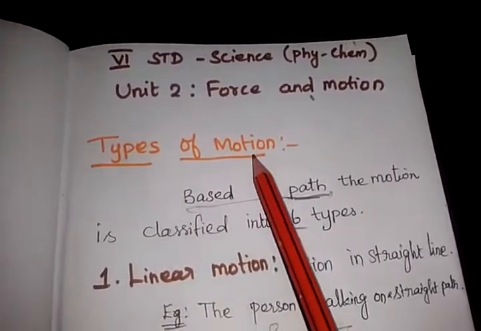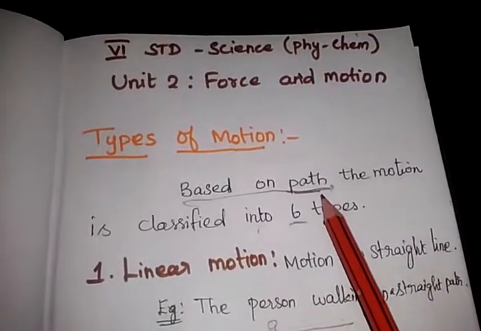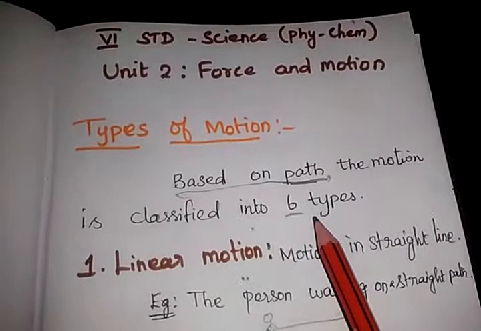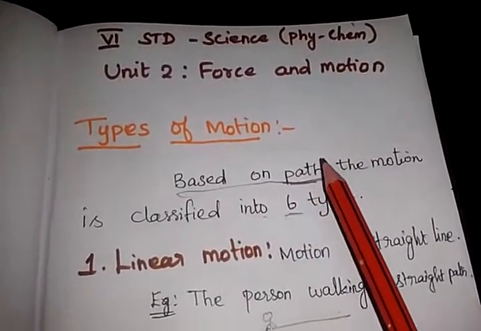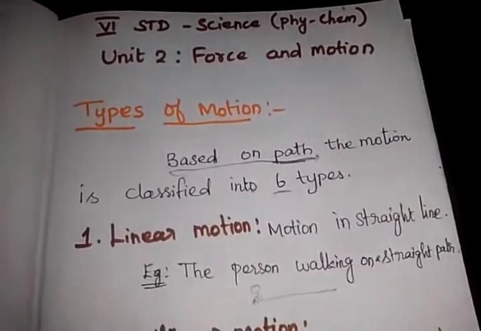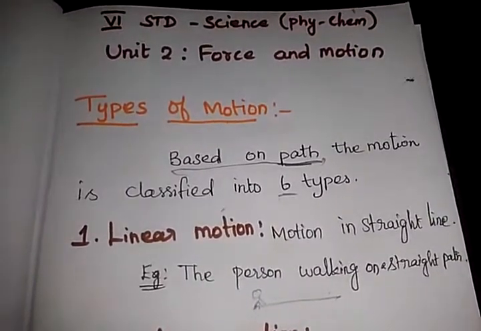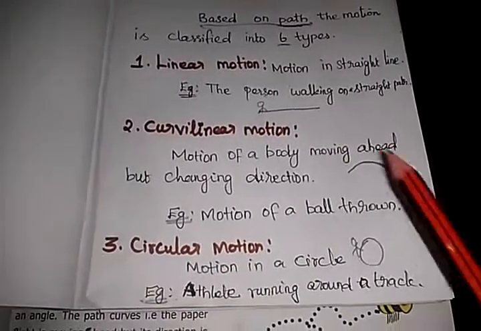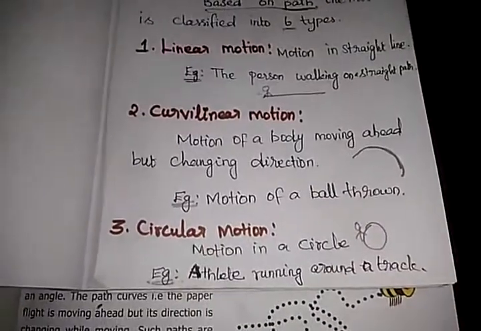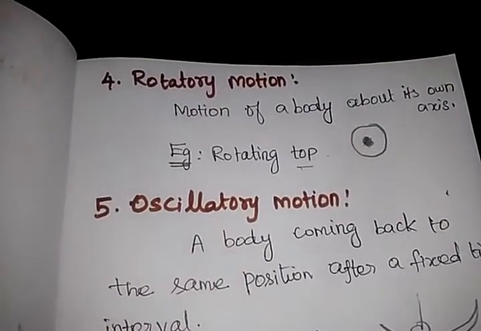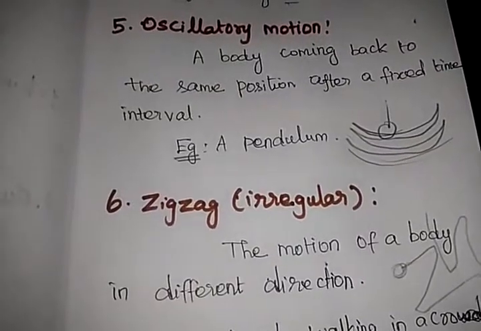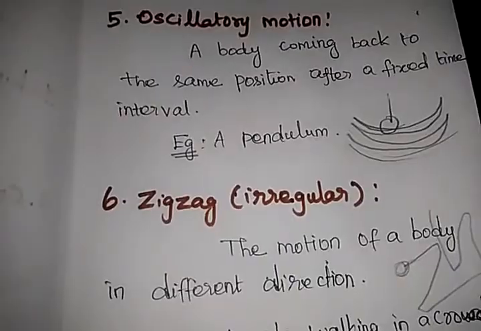Based on path, the motion is classified into 6 types. First one, linear motion. Second, curvilinear motion. Third, circular motion. Fourth one, rotatory motion. Fifth one, oscillatory motion. And finally, sixth one, zigzag or irregular motion.